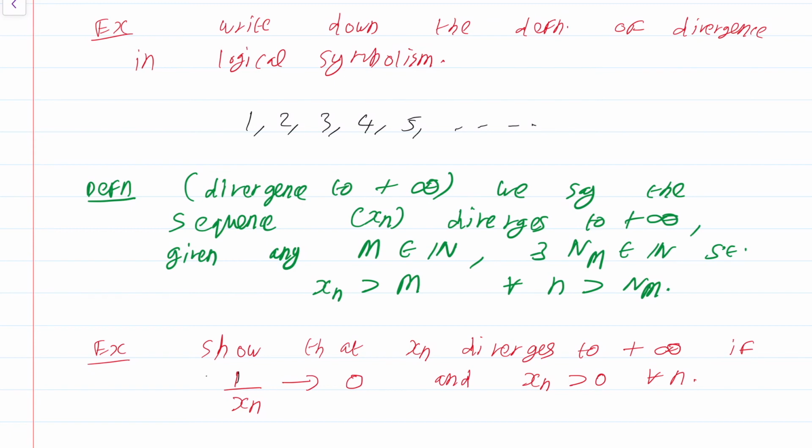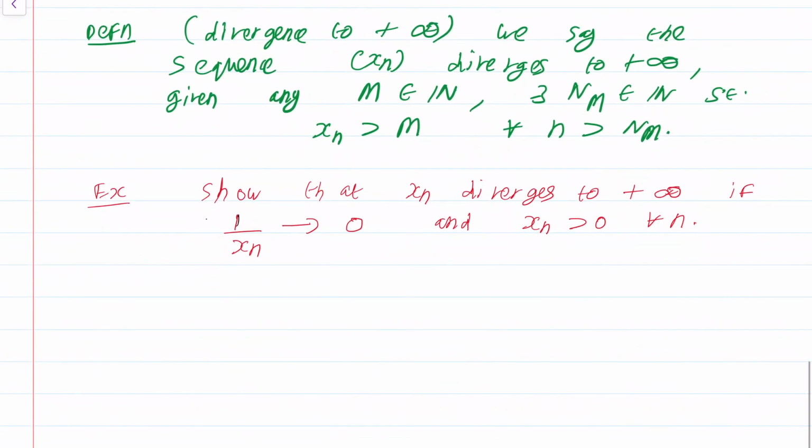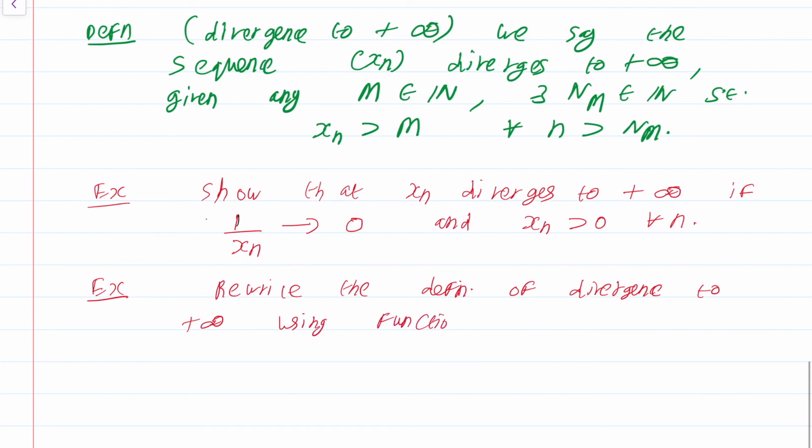Another exercise for you. Rewrite the definition of divergence to plus infinity using functional notation, exactly like what we had for the convergence of sequences where we used a function n of epsilon. Rewrite this definition also using functional notation. Okay, so this is about divergence to plus infinity.